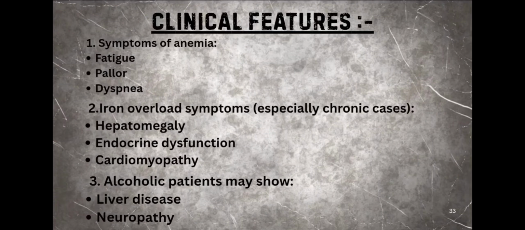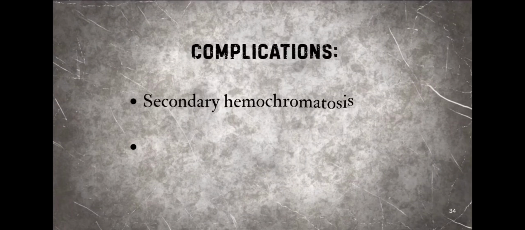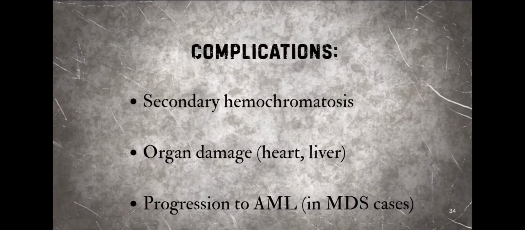Clinical features. Symptoms of anemia: fatigue, pallor, dyspnea. Iron overload symptoms, especially in chronic cases, such as hepatomegaly, endocrine dysfunction, cardiomyopathy. Alcoholic patients may show liver disease and neuropathy. Complications: secondary hemochromatosis, organ damage, and progression to acute myeloid leukemia and myelodysplastic syndrome.